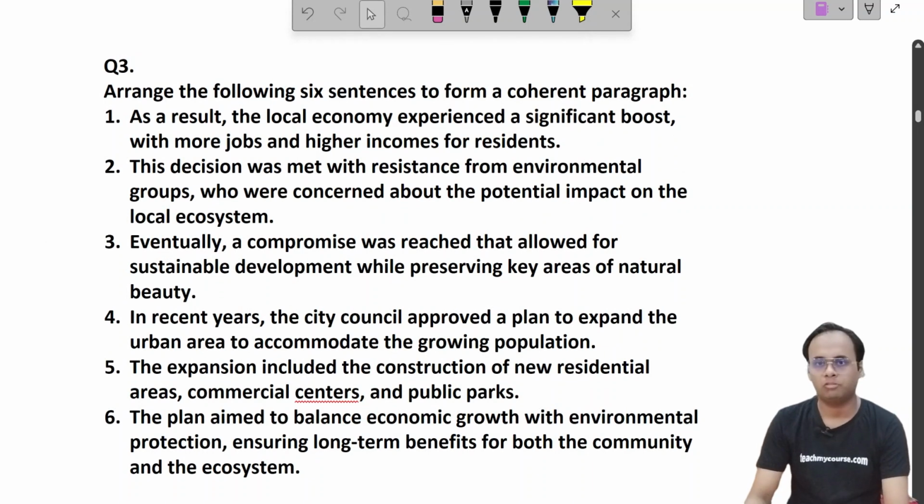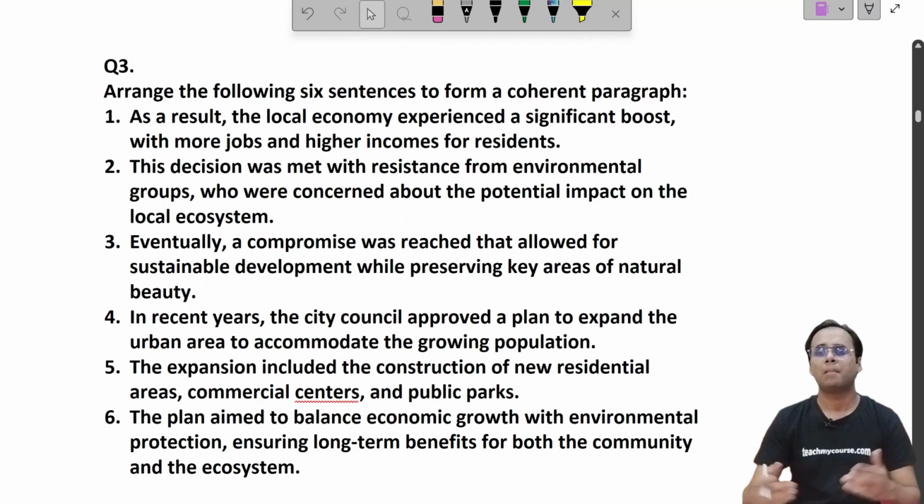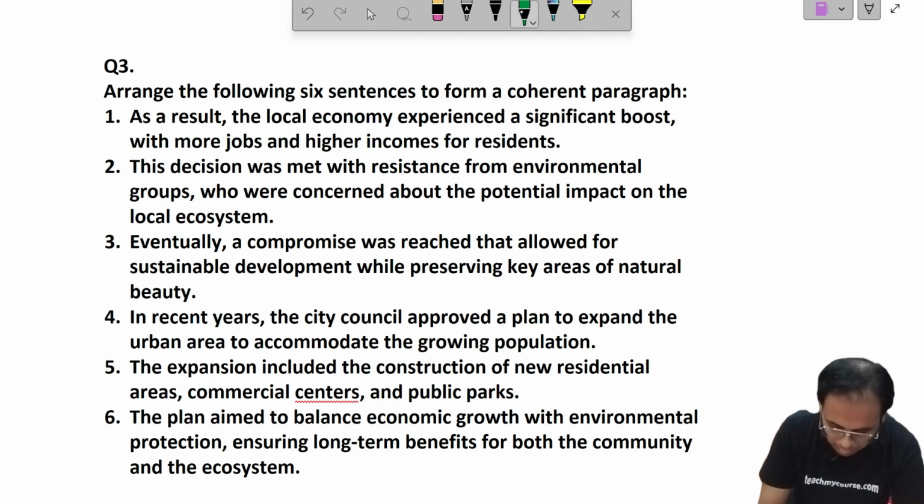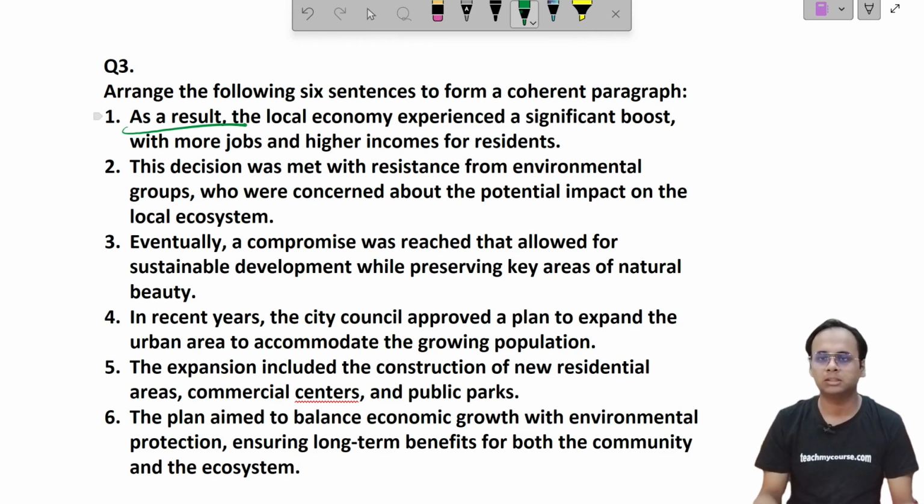This looks even tougher because now there are 6 sentences to be arranged in order to form a paragraph, and normally these sorts of questions do appear in the examination. So focus on it. Let's see. The first sentence is 'as a result.' What result? As a result cannot be the first sentence of the paragraph. It is quite understandable. So this cannot be the first sentence of your paragraph.